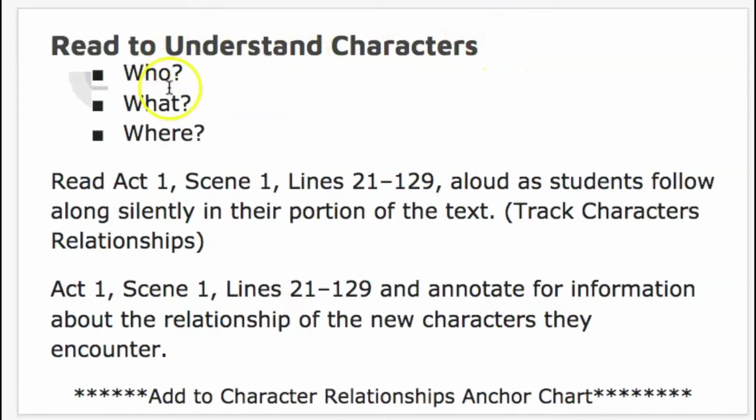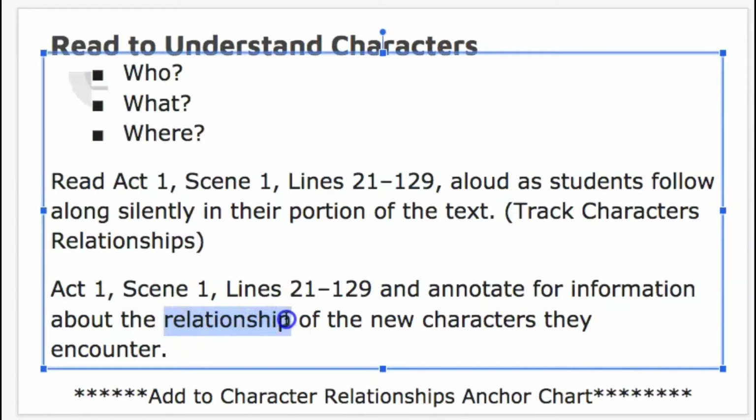Now read to understand characters: who, what, and where. Read Act 1, Scene 1, lines 21 through 129 aloud. Then I want you to annotate for information about the relationship of the new characters. So for example, when you're inside your book and you see information about their relationship, whether it tells you if they care about someone, or if they've done a gesture, or if they've done something nice for someone that they love, that's where you would annotate for that information inside your book.